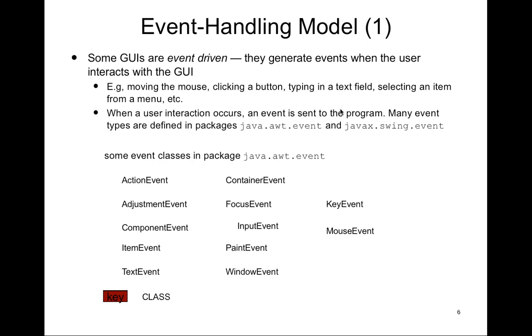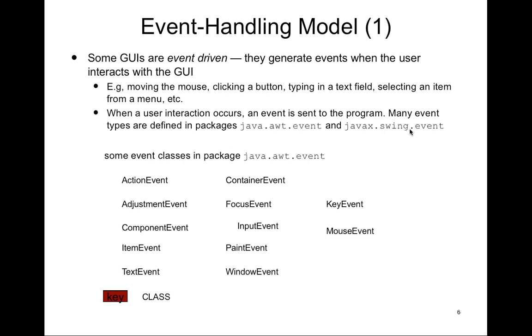Many event types are defined in the Java AWT events. And then we also have swing.events, which is built on top of AWT.events. You can actually use both levels. They're both in the same hierarchy. You're just going down to a primitive level when you do the AWT. The Swing events only work on Swing components.